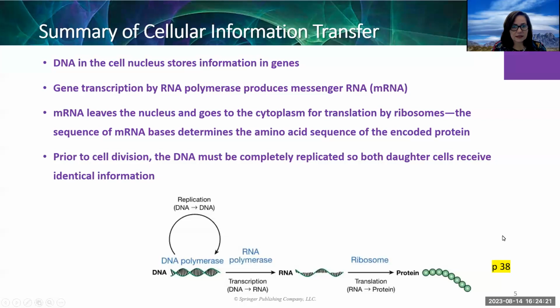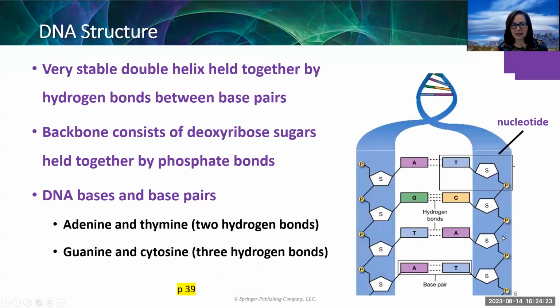Covered on page 38. DNA structure, backing up a little bit. This is a super stable molecule, the double helix. It's held together by hydrogen bonds. I think you probably remember the letters A, T, G, and C. The A's and the T's connect to each other. They make 2 hydrogen bonds together. We say it's complementary bonding. And the C's and the G's go together. Those have 3 hydrogen bonds between them.